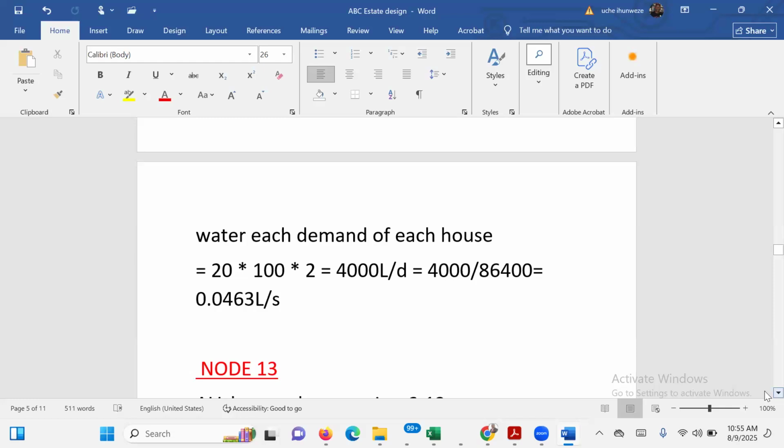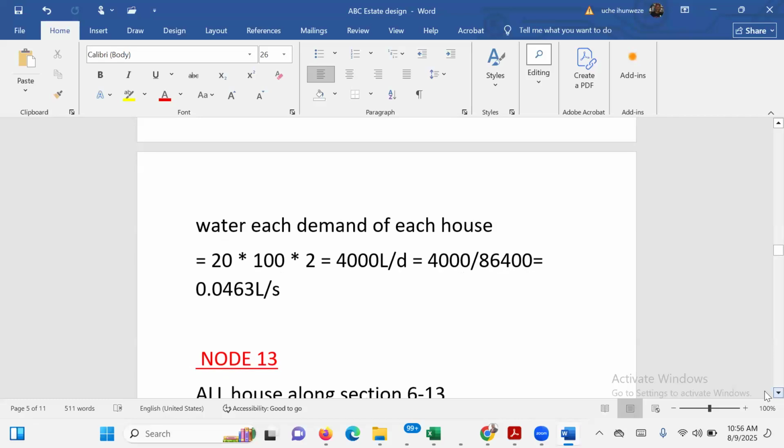So in other words, let us establish the water demand per house. Here it says the water demand per house will now be 20 times 100 times 2, which will give us 0.046 liters per second. That is the amount of water that has to be flowing in each house. Okay, so let us start with node 13.